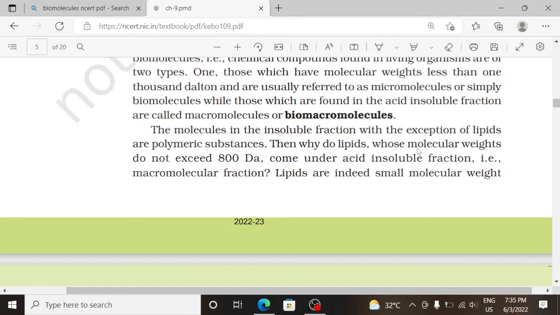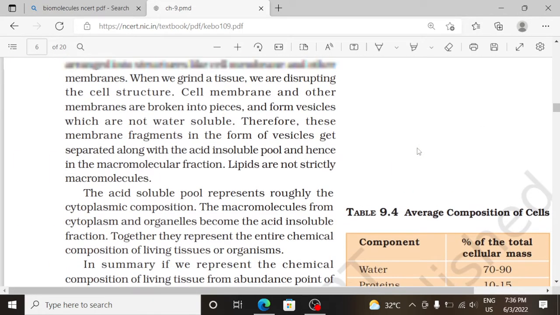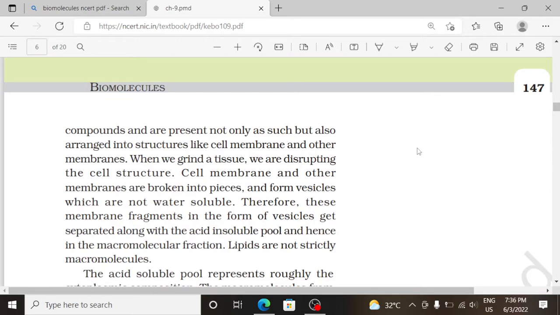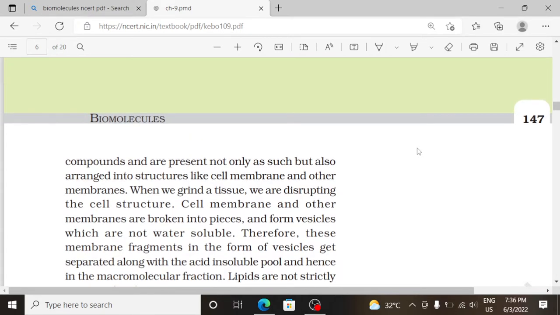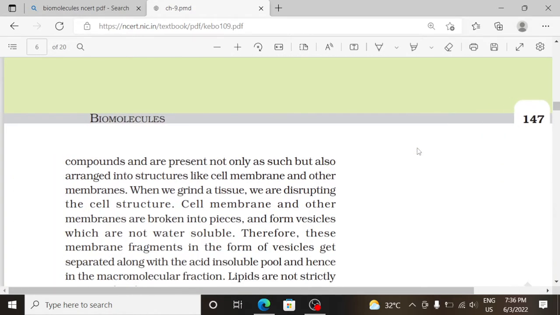Then why do lipids, whose molecular weights do not exceed 800 daltons, come under the acid insoluble fraction, that is the macromolecular fraction? Lipids are indeed small molecular weight compounds and are present not only as such but also arranged into structures like the cell membrane and other membranes.